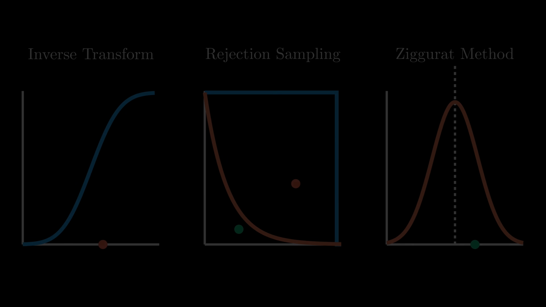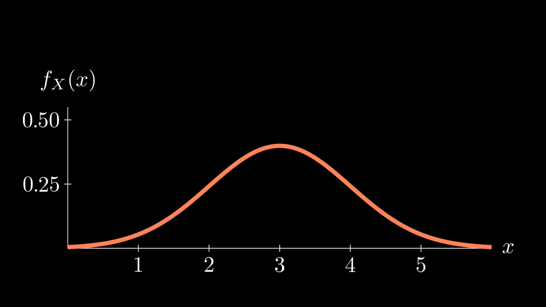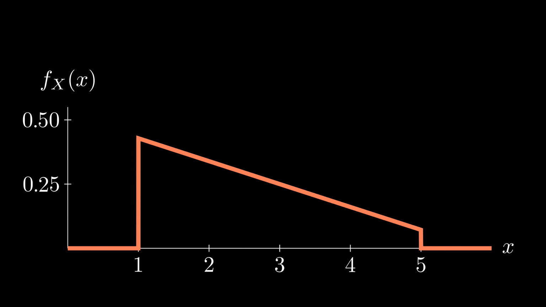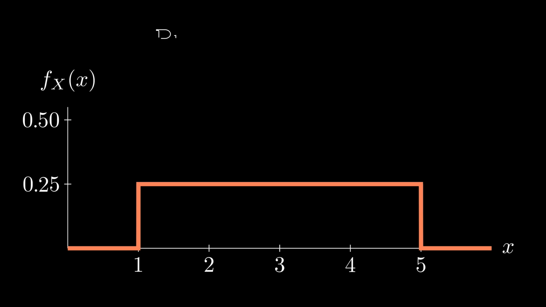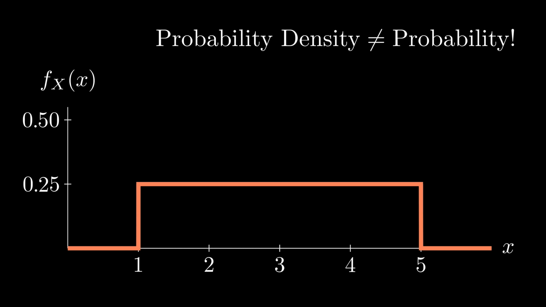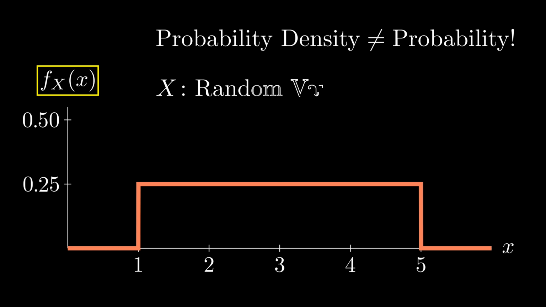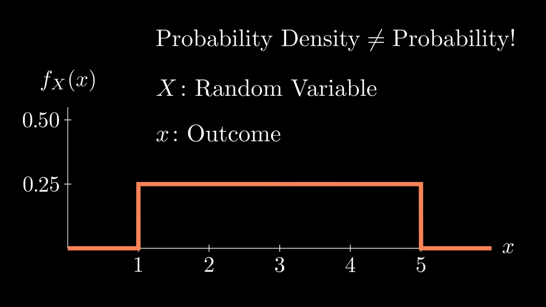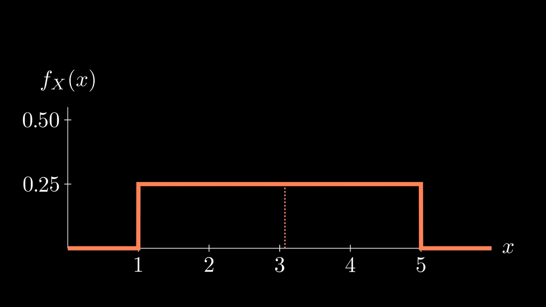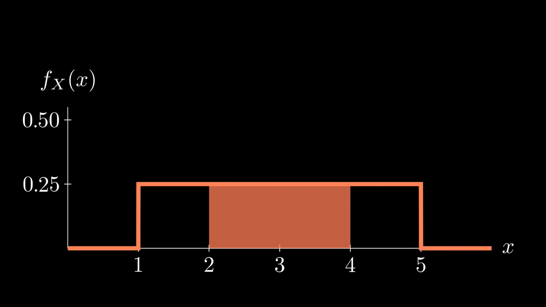distribution. When we look at a continuous distribution, like the normal, exponential, triangular, or uniform, the y-axis doesn't actually give us a probability, it gives us a probability density. We denote this as f sub x of x, where the subscript capital X represents our random variable, or that which is uncertain, and lowercase x is a specific possible outcome.